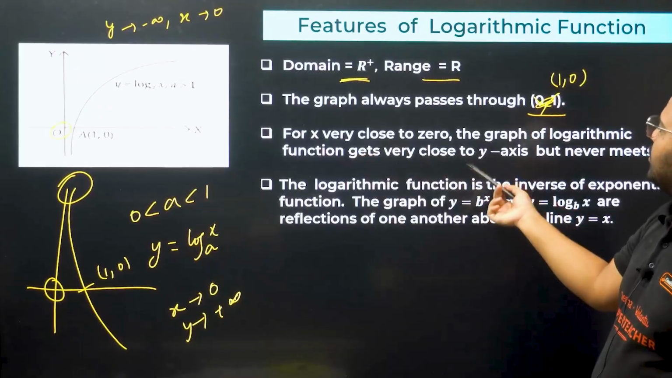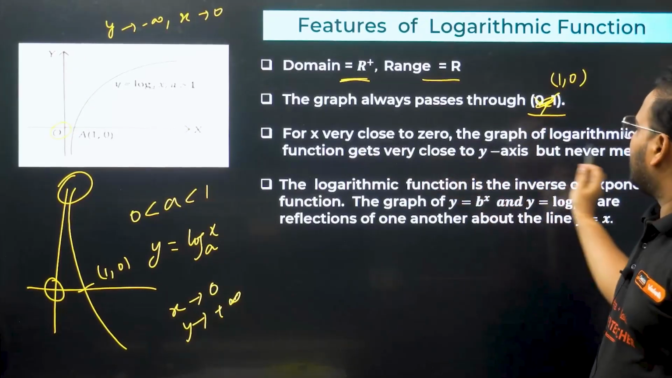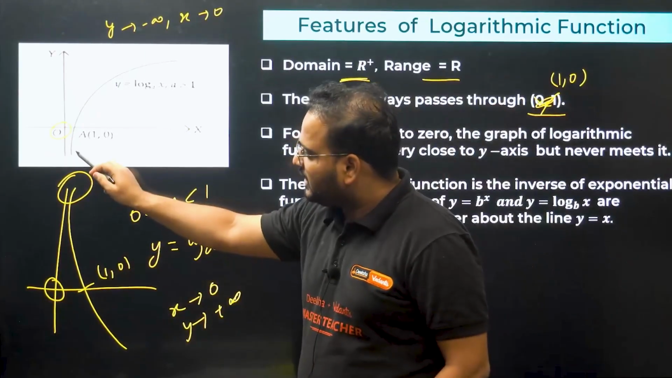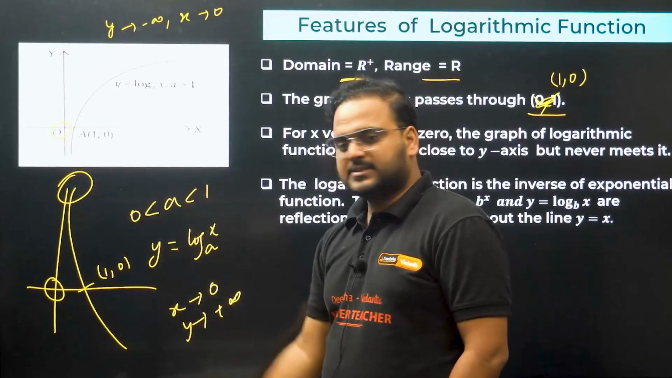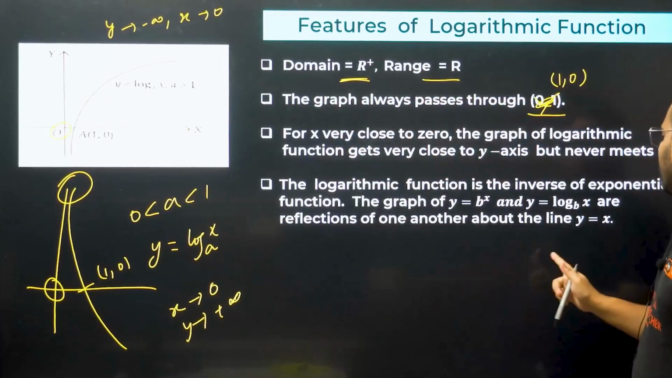For x very close to 0, I already explained this. Close to 0, what happens to the graph? y goes to negative infinity in this case. In this case, positive infinity. So for both the cases, y goes to infinity. Alright, so let's move on.